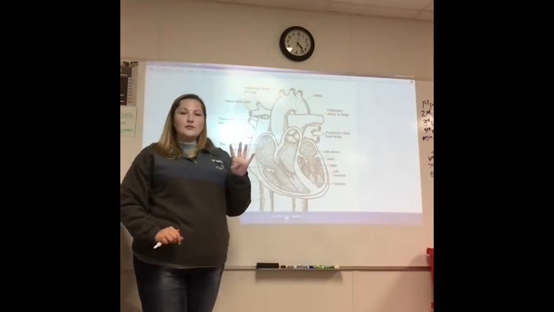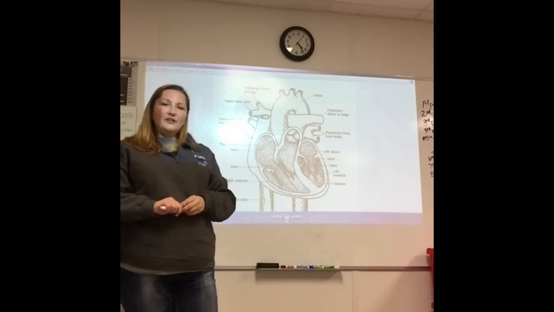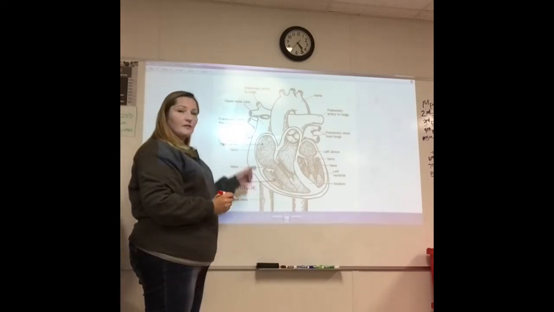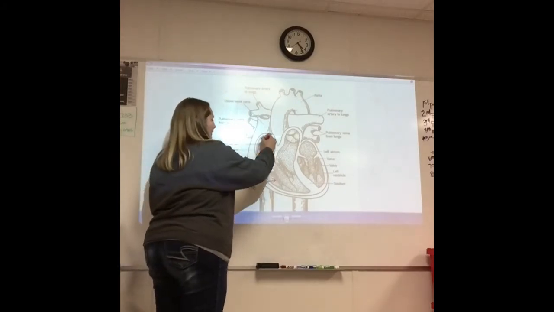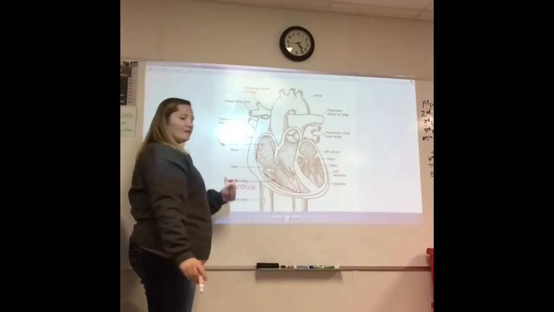So we've learned about the 4 chambers. Now we're going to trace the path of blood through the heart. So our learning target for today is: I can trace the path of blood through the heart to the lungs and back to the heart. Remember that atrium is on top, and kind of makes an A shape, and the ventricle is on bottom, and it kind of makes a V shape.